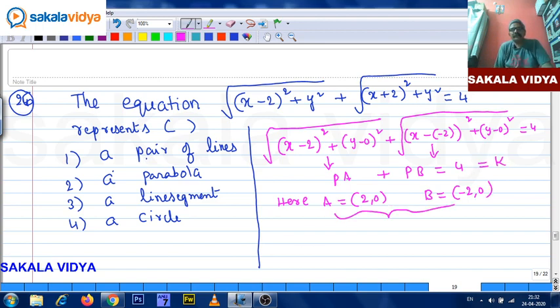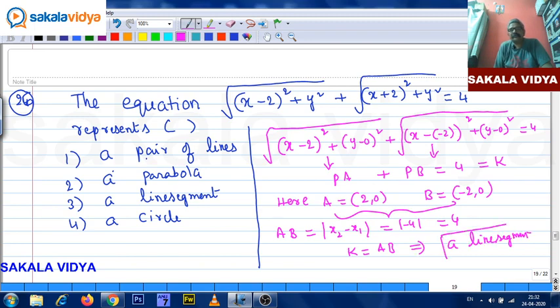Let us find the distance between these two points. AB is equal to, since the x coordinates are different and the y coordinates are the same, the mod of x2 - x1. So, mod of -4 equals 4. That means here K equals AB. Therefore, it represents a line segment. If K is greater than AB, that is an ellipse. So, that means a line segment.